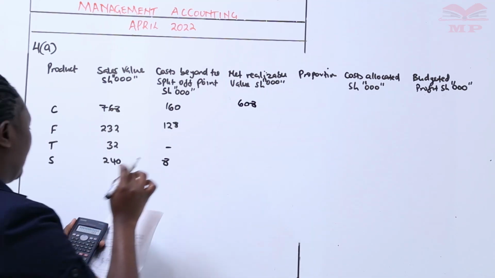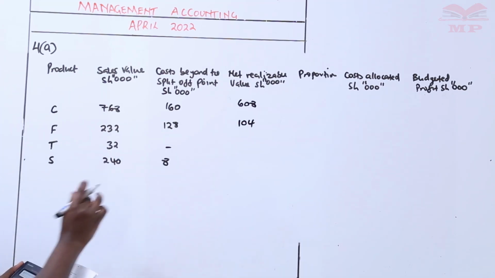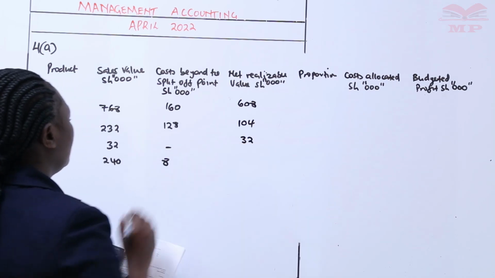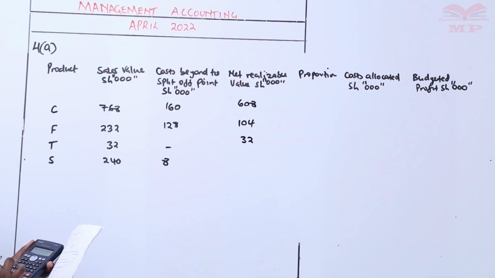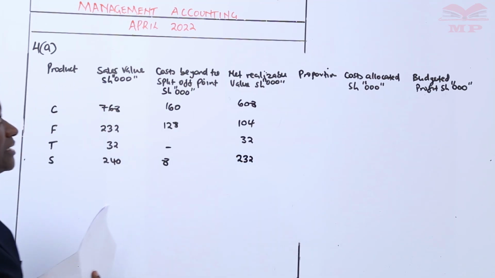Do the same for product F. This will give us 104. Here we do not have additional costs, so it's just 32. And then lastly, this will give us 232. So that's net realizable value for each and every product.